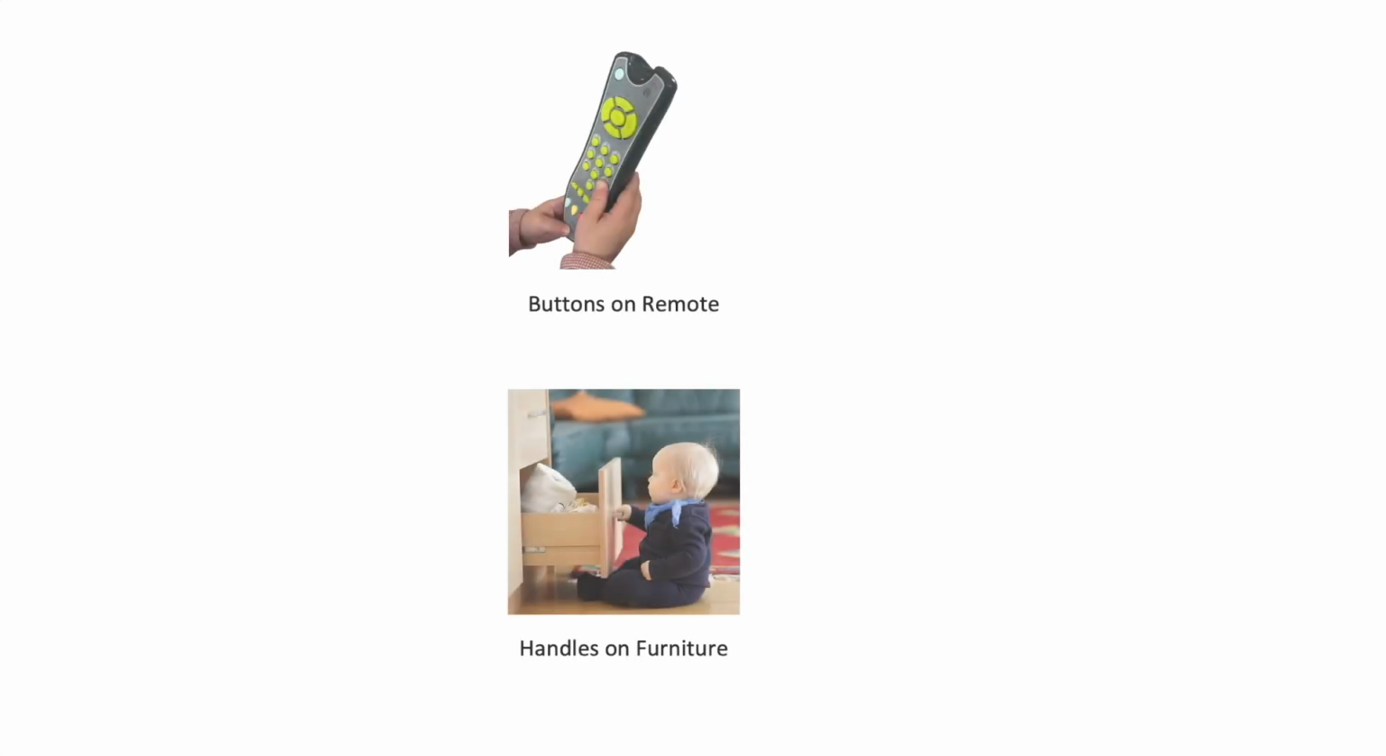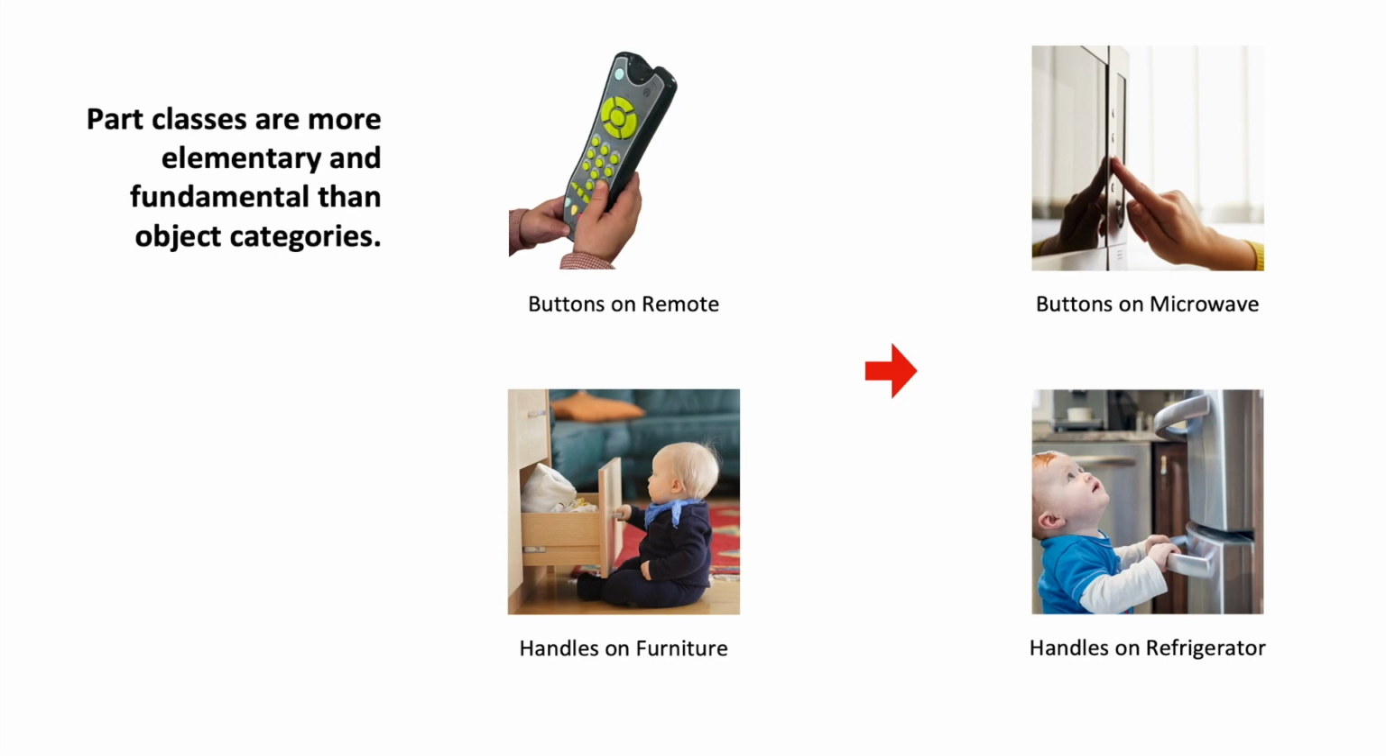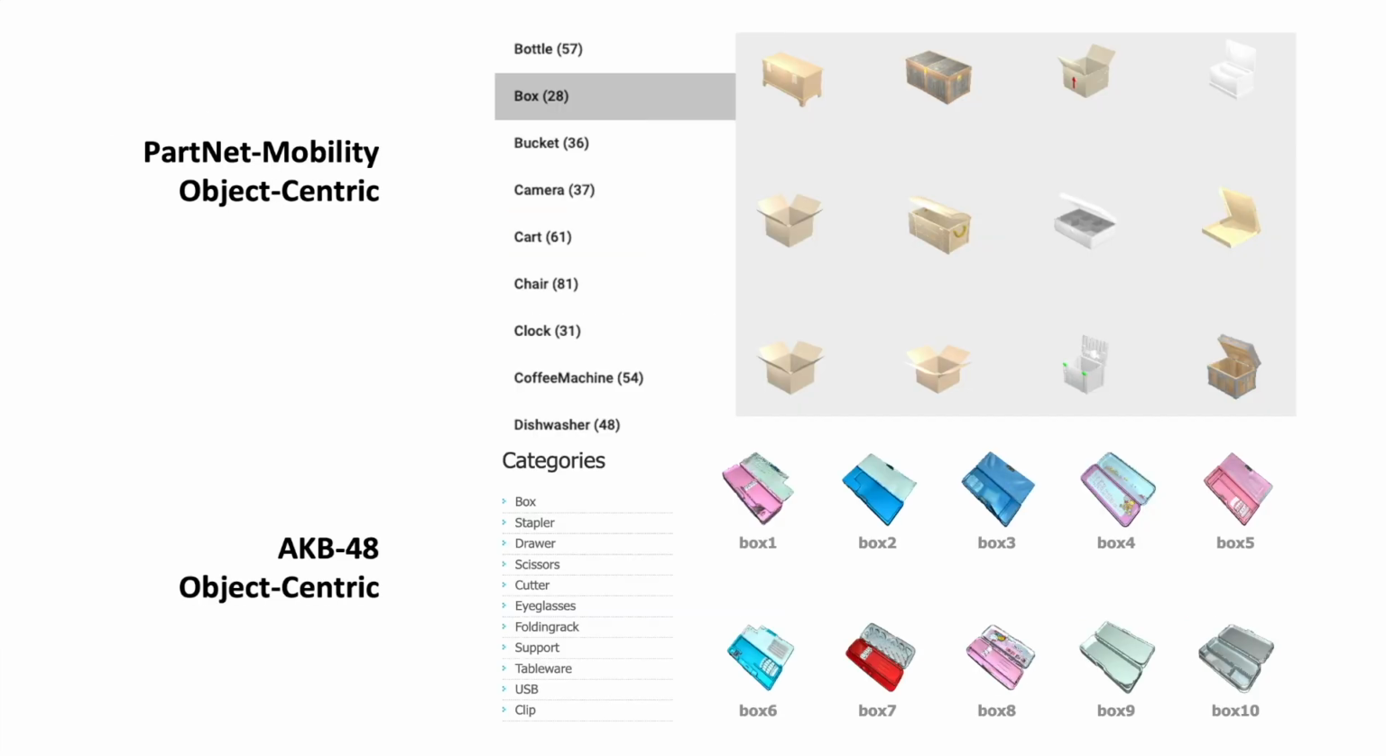Parts are fundamental building blocks of our daily objects. We humans can identify a set of commonly used parts, such as buttons and handles. Even on novel objects, we have no problem recognizing the parts and we know how to interact with them. We thus argue that some part classes are more elementary and fundamental than object categories and thus worthy of more research efforts. However, existing interactive datasets such as PartNet Mobility and AKB48 are all organized by object categories, so they don't support the study of part perception and interaction problems across different object categories.